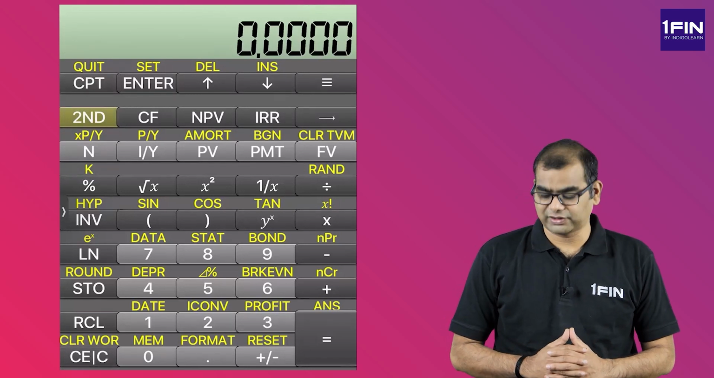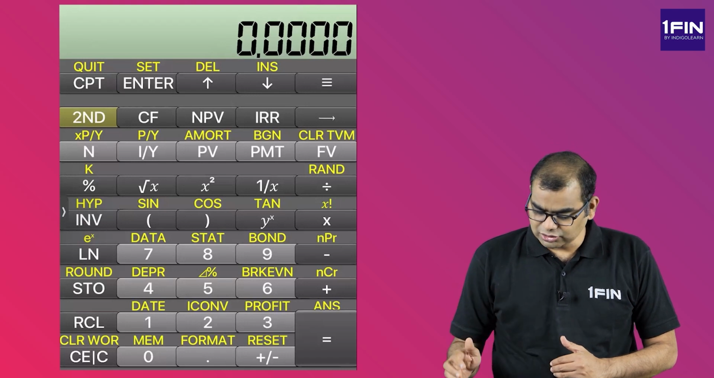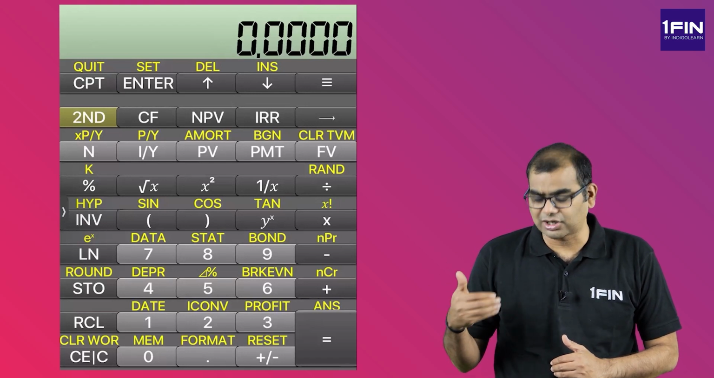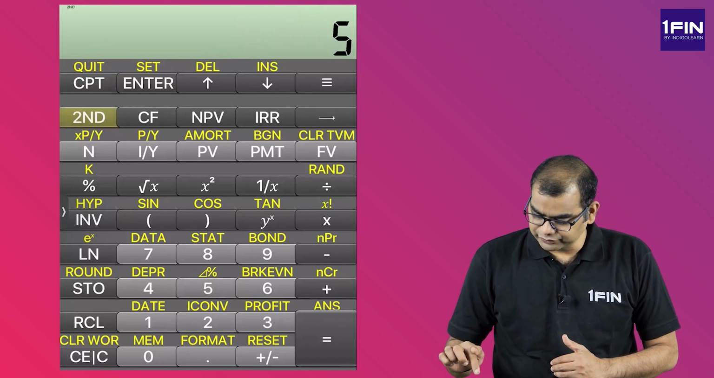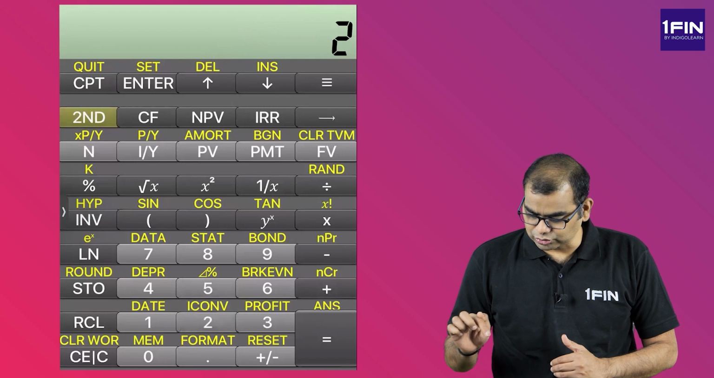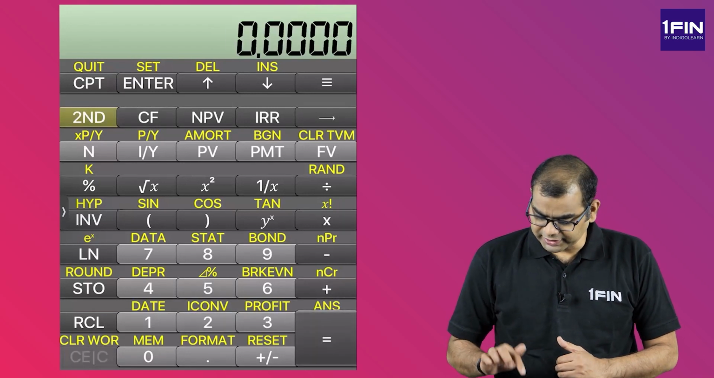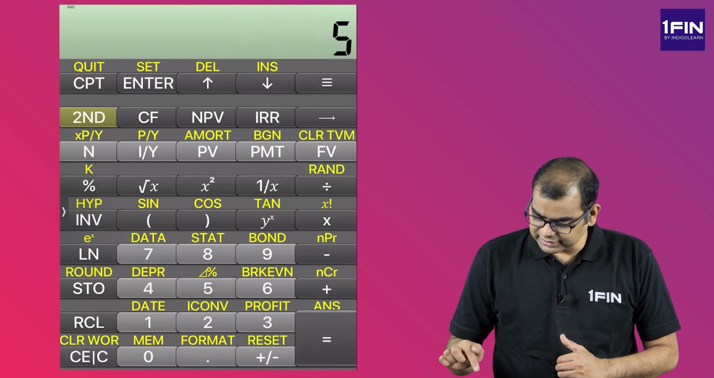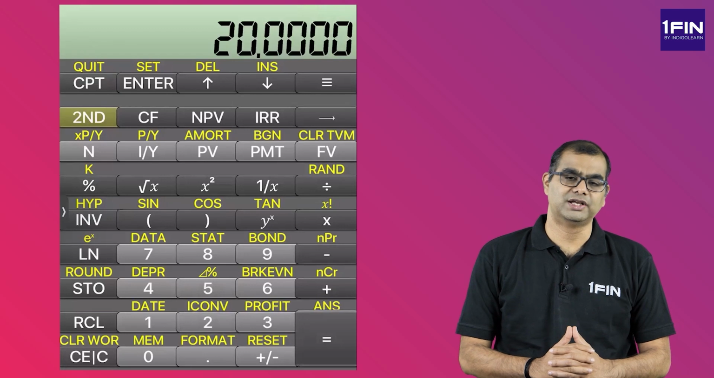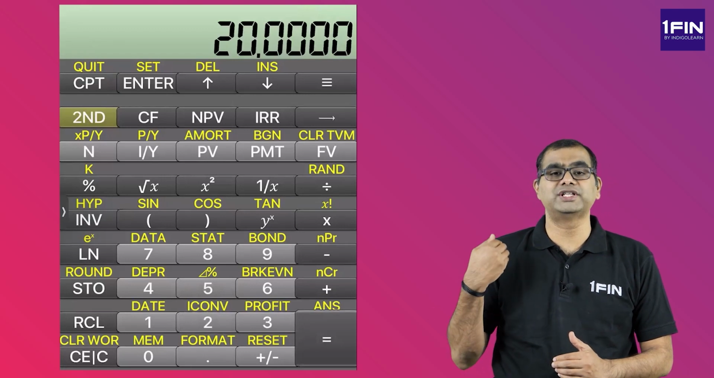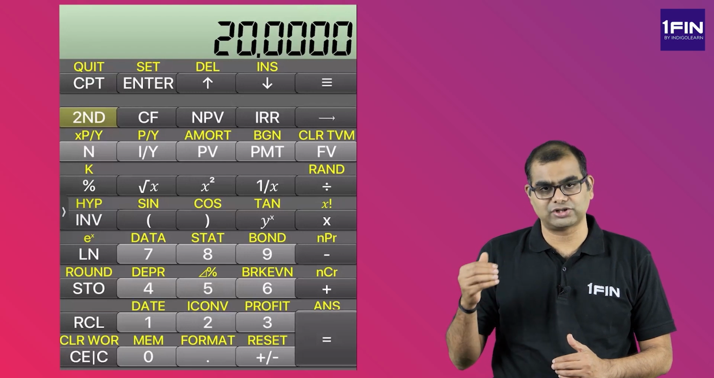Now let us look at a couple more functions, the NPR and NCR functions, basically how this second key can also be used. Let us say you want to find NCR, which is combination, say 5C2. You press 5 second NCR 2 and press equal to, you get the answer 10. In the same way, you press 5 second NPR, which is permutation, 2 equal to, you get 20. So 5C2 is 10, 5P2 is 20. Permutation and combination can also be done on this calculator.